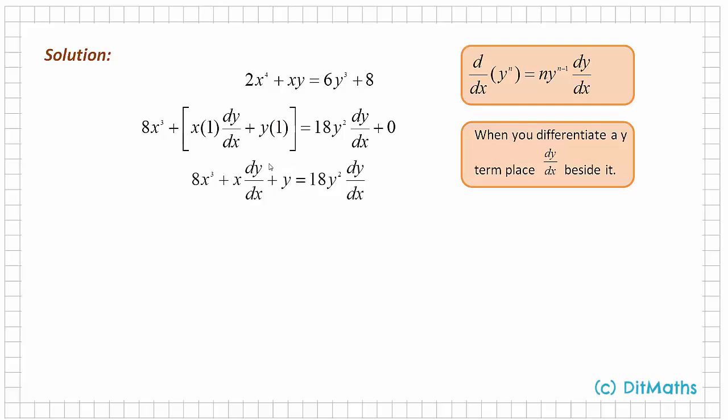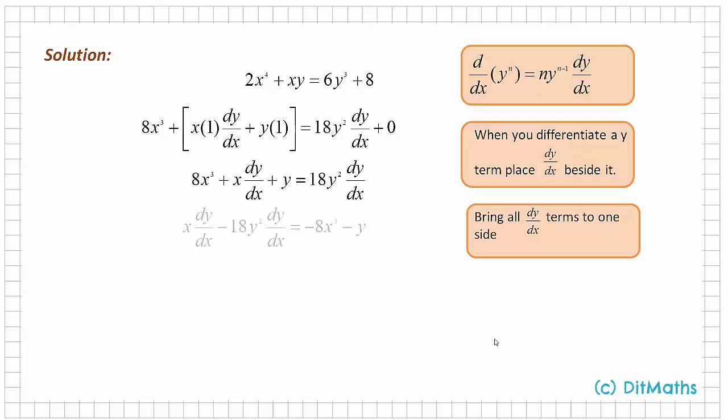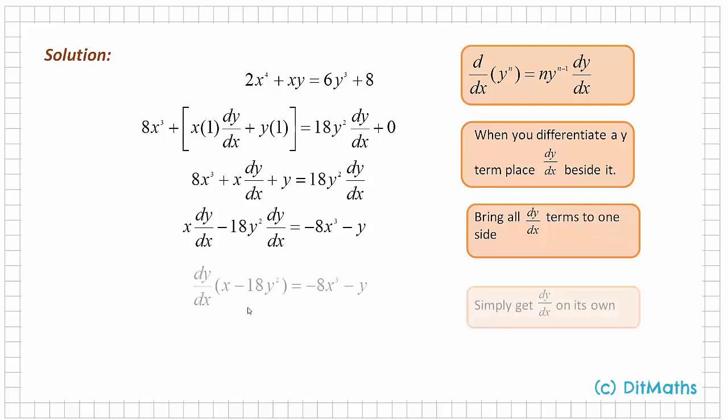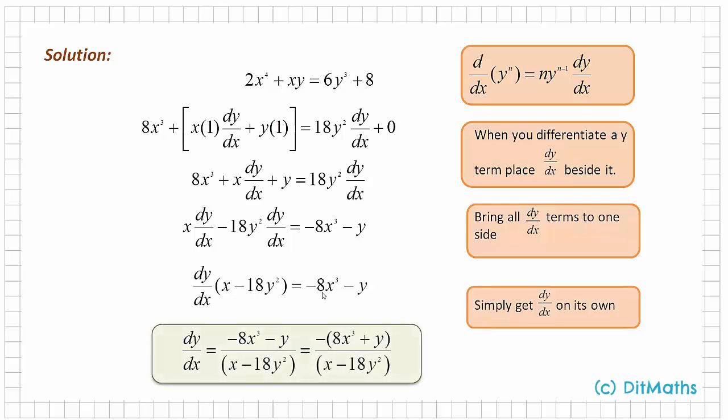Now, simplifying the expression, we get 8x cubed plus x times dy dx plus y is equal to 18y squared dy dx. We now bring all terms with dy dx to the left and bring all other terms to the right. Next, we take out the dy dx term and then cross multiply to give dy dx is minus 8 times x cubed minus y divided by x minus 18 times y squared. And we can rearrange to give minus 8 times x cubed plus y all over x minus 18y squared.